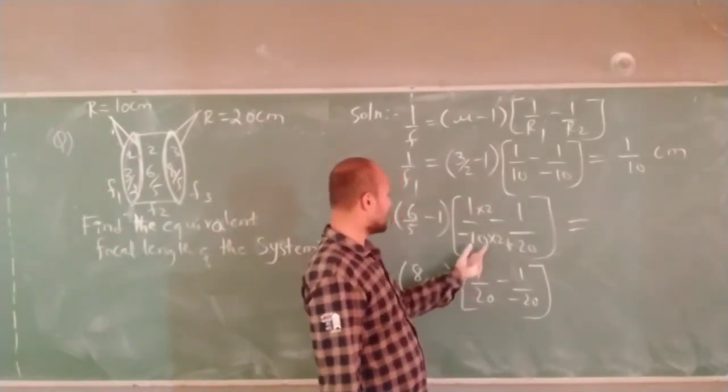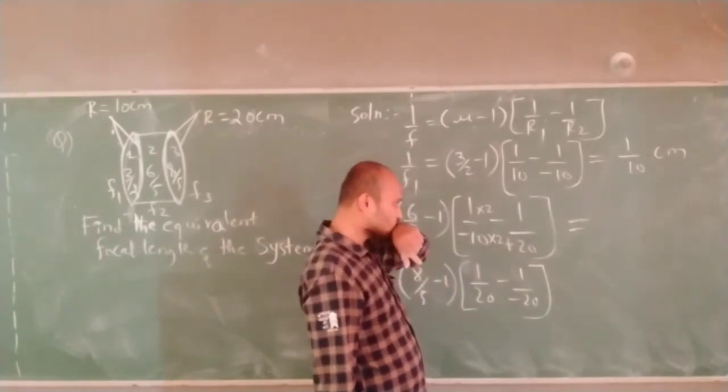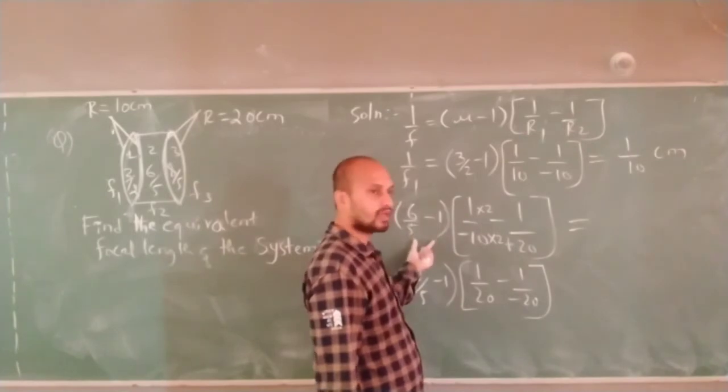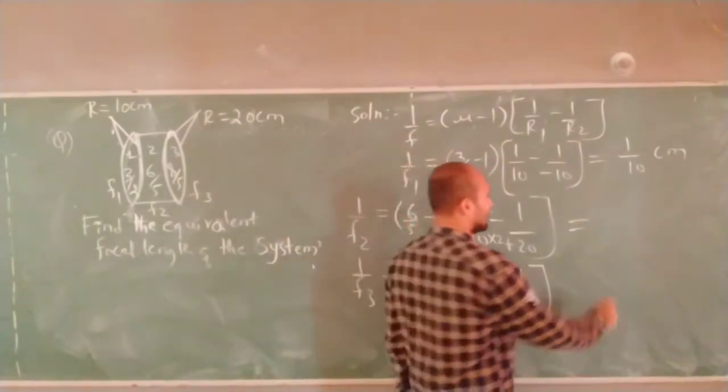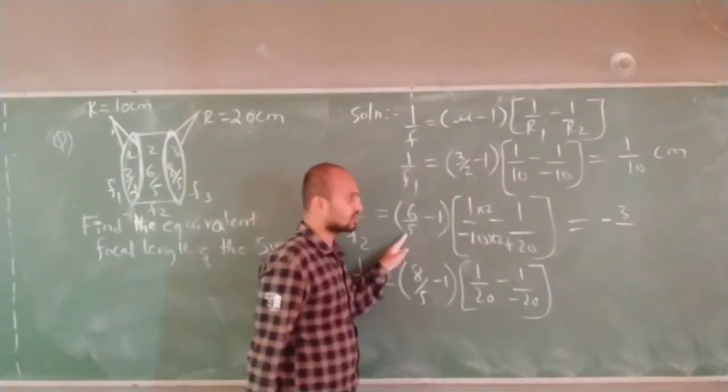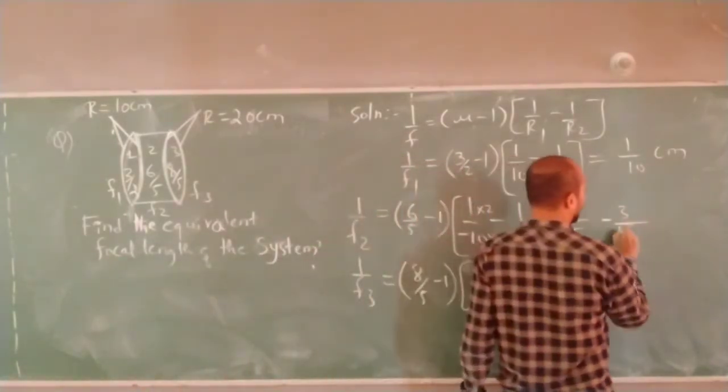Minus 3 divided by how much? 20. Here what is there? 1 by 5. So minus 3 by 5 into 20. 5 2s are 10. This will become minus 3 by 100.